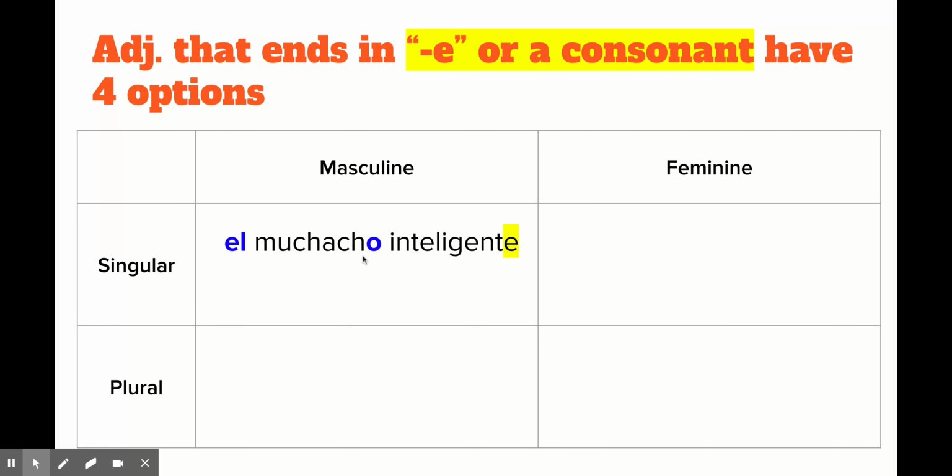El muchacho inteligente, again the boy, smart, intelligent. The smart boy, the intelligent boy. Notice the adjective ends with an E. We are not changing it. We're not making it intelligento. Ugh, that does not exist, okay? We leave it alone. We keep it inteligente because he's just singular. He's just one muchacho. Now, if we're talking about the intelligent girl, la muchacha inteligente. Notice, again, no change, guys. It stays E. You don't need to change it.